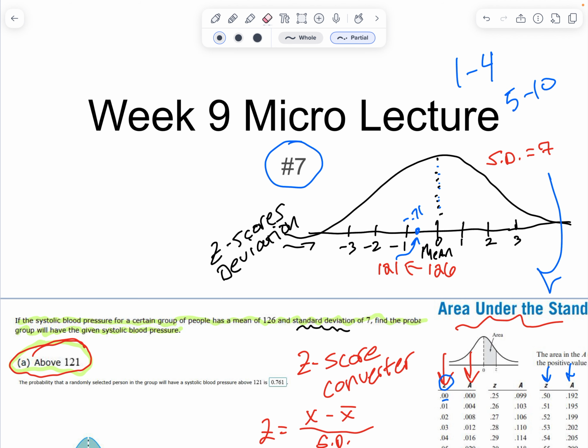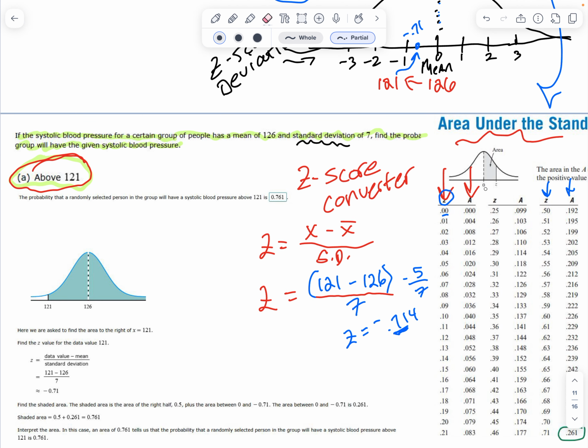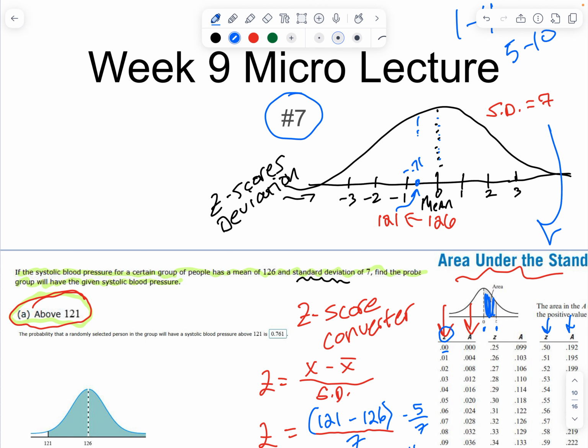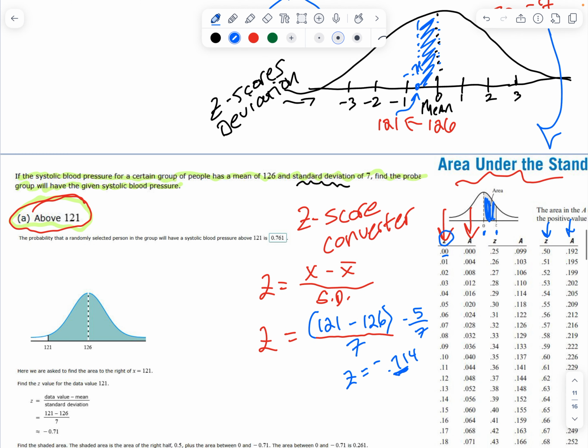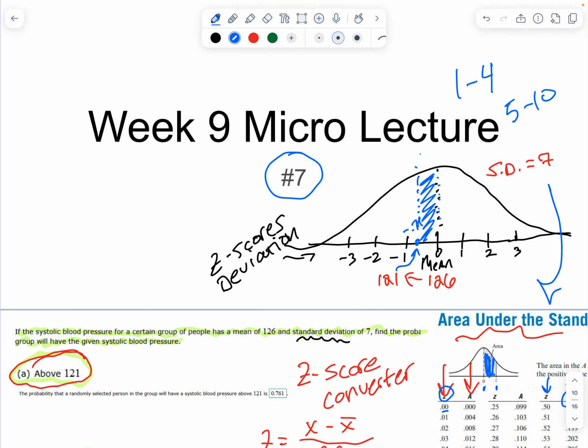So we're going to go find the area. Now, this chart works like this. It only shows you the area from z to the mean in the center. So it's only going to give us that piece. It's going to give us this piece right here. Okay, so 0.71 is an area of 0.261, so roughly 26%.